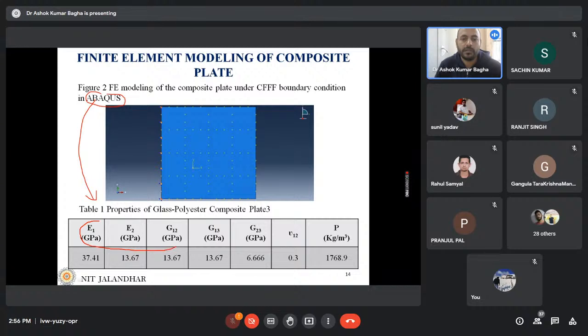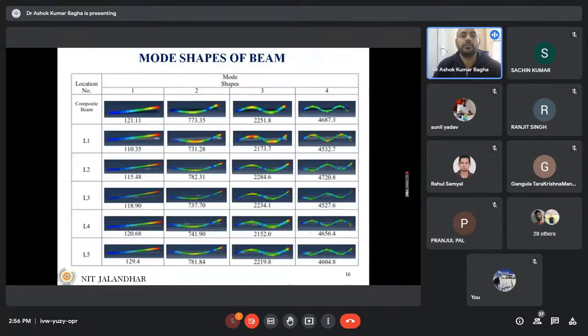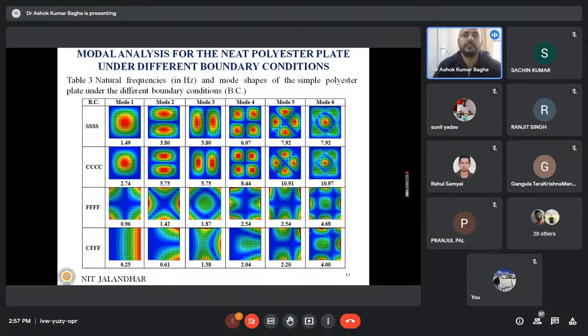So these all are the mechanical properties. There is a need to put shear modulus, right? So these are the shear modulus and Poisson's ratio and density also. So there is a need to put all these things. So let us take the example. This slide is very, very important. This slide tells us, let us say that the boundary condition of the plate is simply supported.